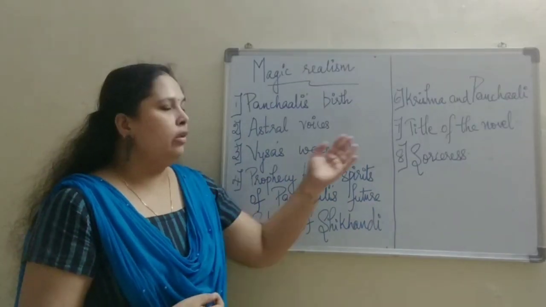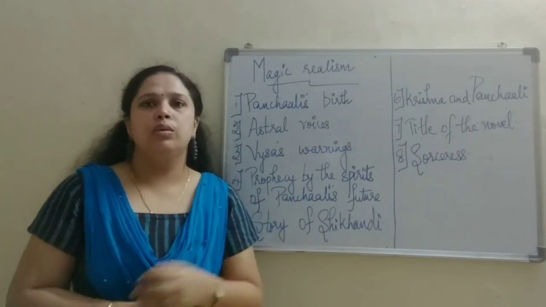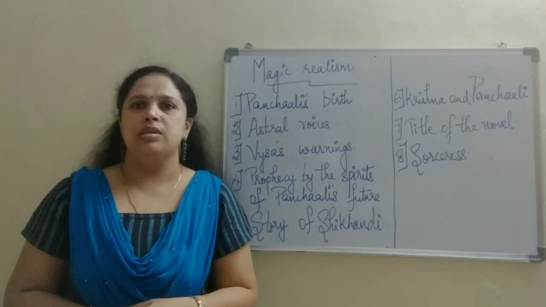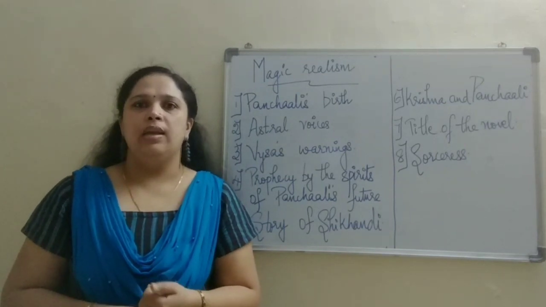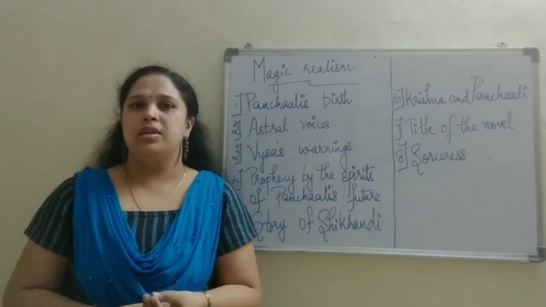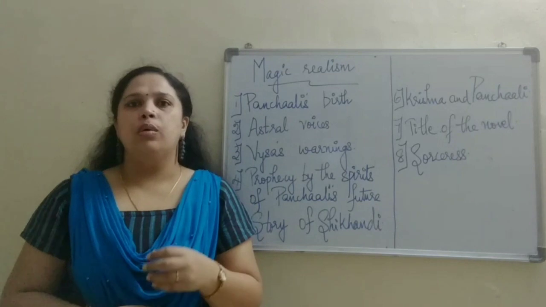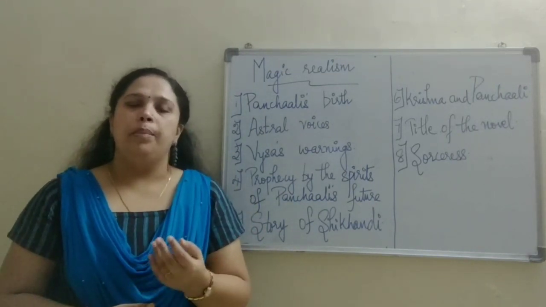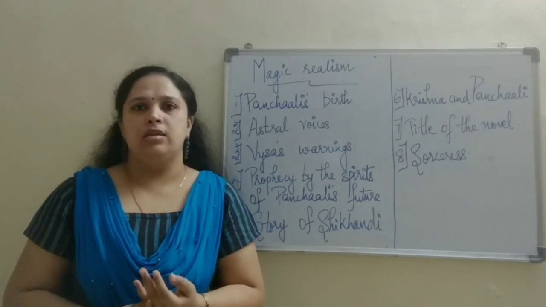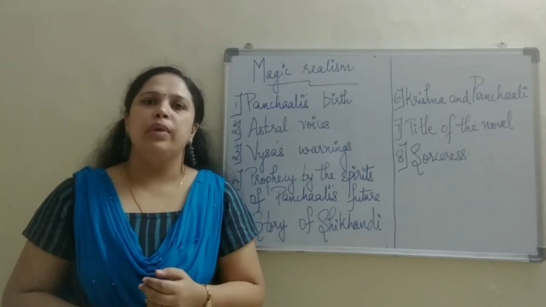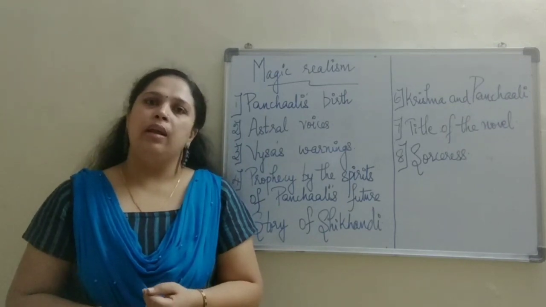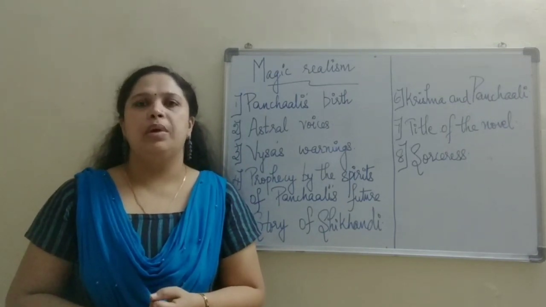Now coming to the seventh point, the title of the novel. As I told you, the name of the novel is The Palace of Illusions. The very title itself is highly magical. There is a term illusions in the title. The whole palace, as I told you in the first video, was highly magical. The palace had moving walls, watery floors. So it was highly magical, and the very palace was built by Maya.